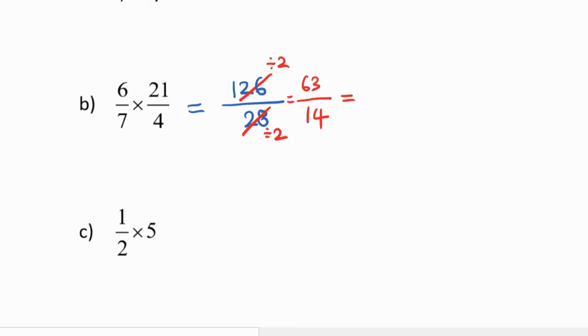Is there another number that can divide 63 and 14? Yes, we can divide both numbers by 7. Then that becomes 9 over 2. So 9 over 2 is the final answer. And if you want to change it to a mixed fraction, 2 goes into 9 4 times, and 1 is the remainder. So the answer is 4 and 1 over 2. This is how you reduce a fraction.